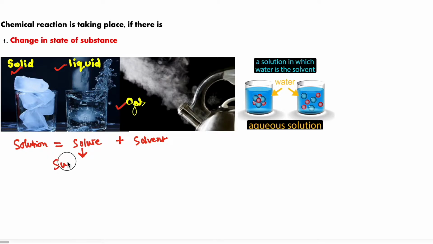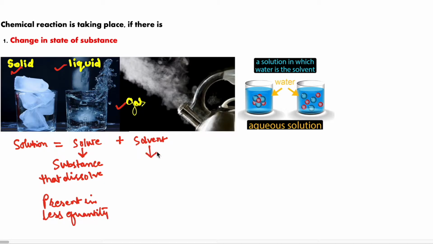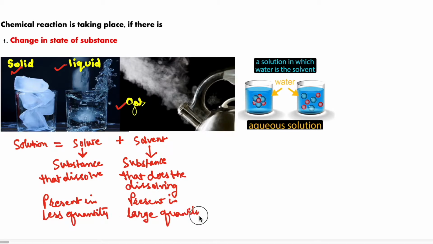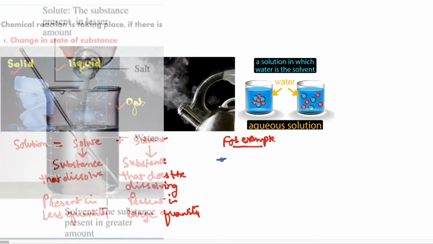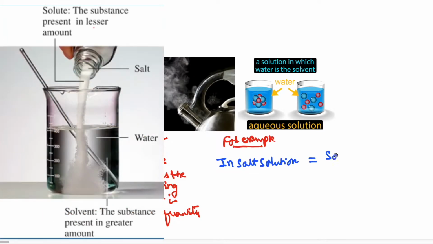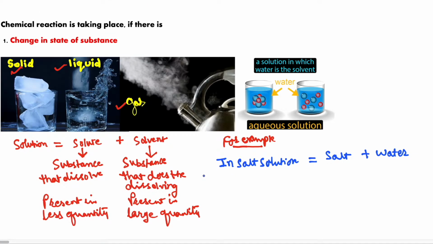Solute is the substance that dissolves to make a solution, and it is present in less quantity. And solvent is the substance that does the dissolving, that is, it dissolves the solute. Solvent is present in large quantity. For example, in salt solution, salt is the solute which is present in less quantity, and water is the solvent which is present in large quantity.